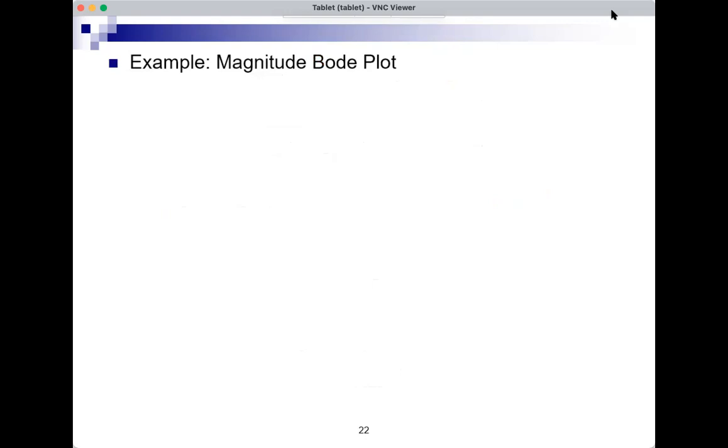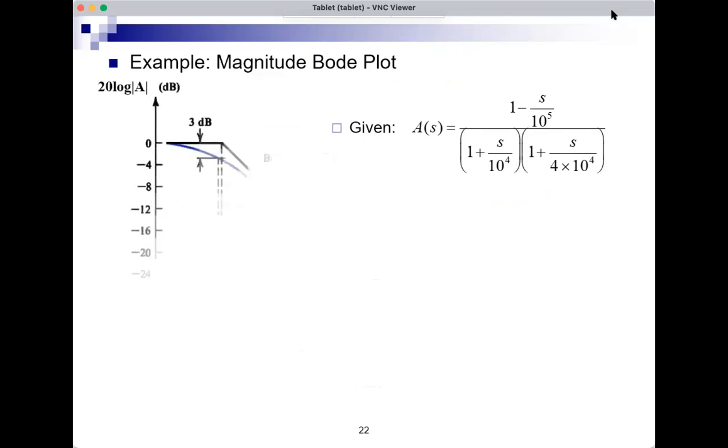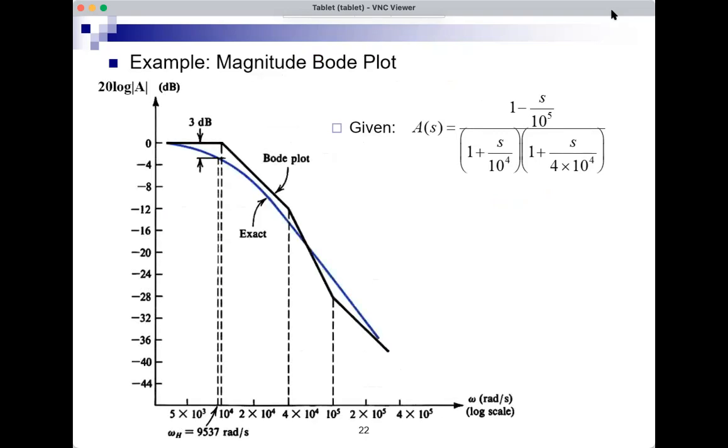Let's do the magnitude Bode plot for such an A of S. So this is our A of S, same example. Let's do the Bode plot for that. And for now, I will show the Bode plot without explaining how we got it.